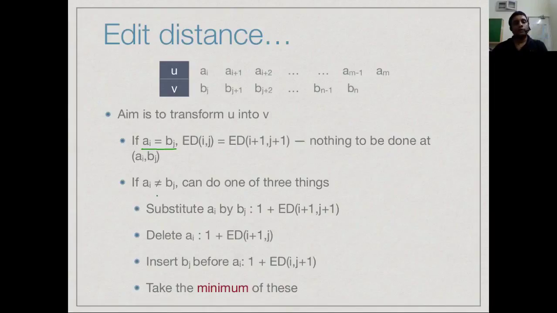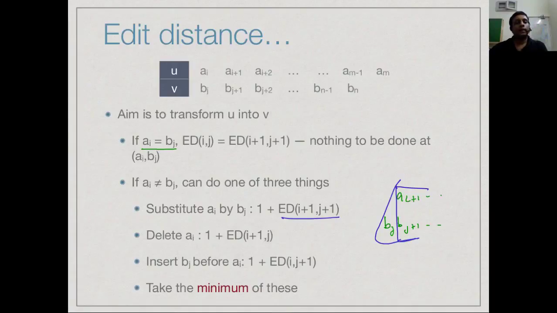Now, if they don't match, three things are possible. So I have AI, AI plus 1 and so on, and I have BJ, BJ plus 1 and so on. The first thing I can do is directly make this AI into BJ. In which case, I have now made the first letters exactly equal and so I just need to look at i plus 1, j plus 1. The other thing which I can do is to remove this AI altogether. So now this discrepancy is gone, but I am still left with the rest of the problem. So now I have to see if i plus 1 onwards matches j onwards.